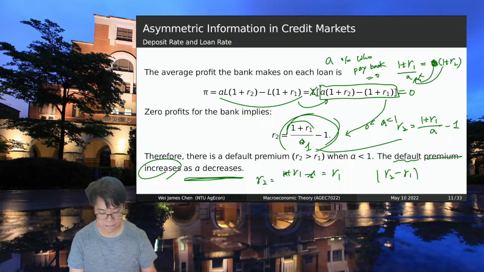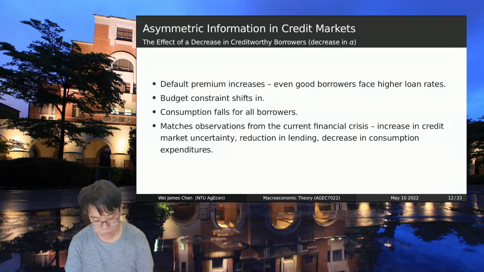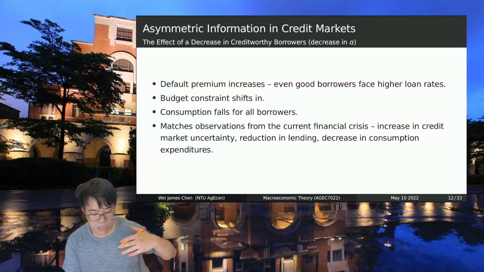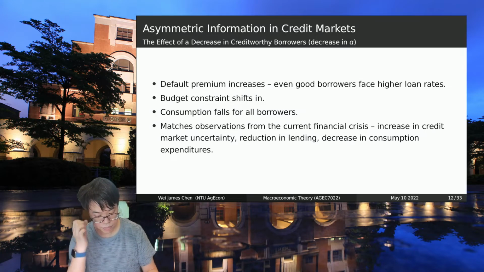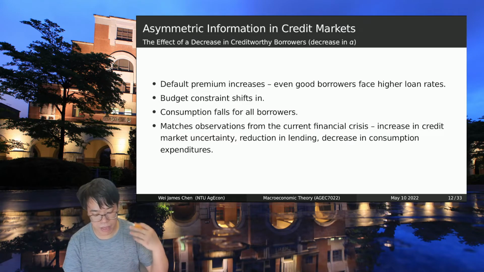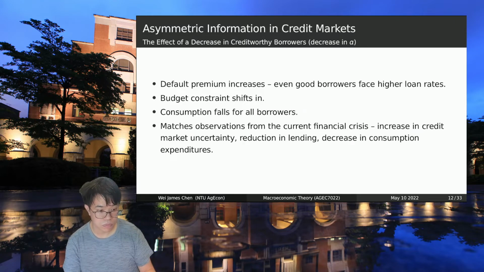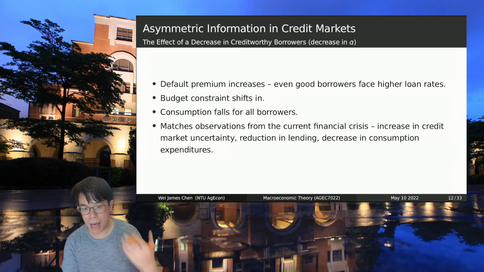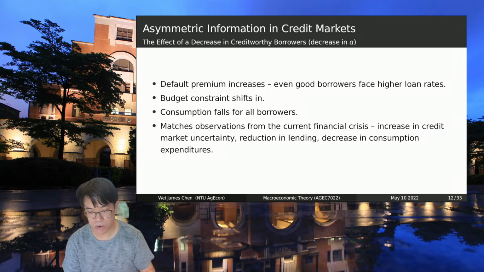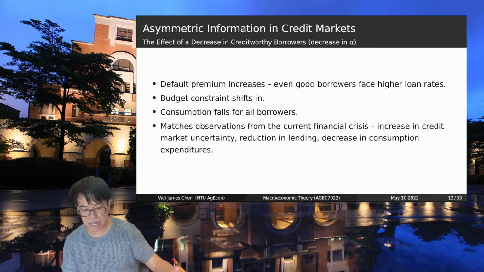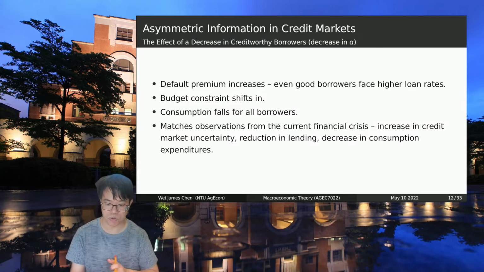Okay. So in those cases, even the good borrowers face higher loan rates, right? Because we assume that everybody is paying the same loan rate. So what you see here is that the bad borrowers are hurting the good borrowers as well, not just the bank. They're hurting the good borrowers because the bank, ex ante, before the next period, cannot tell the difference between the good borrowers and the bad borrowers.